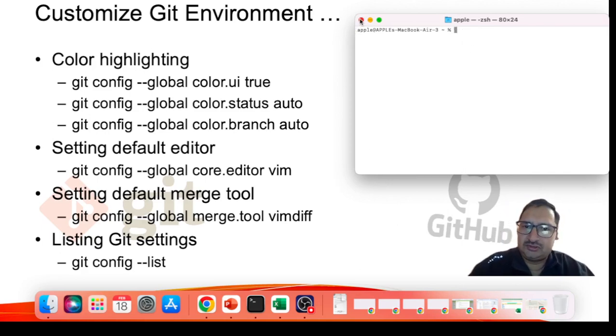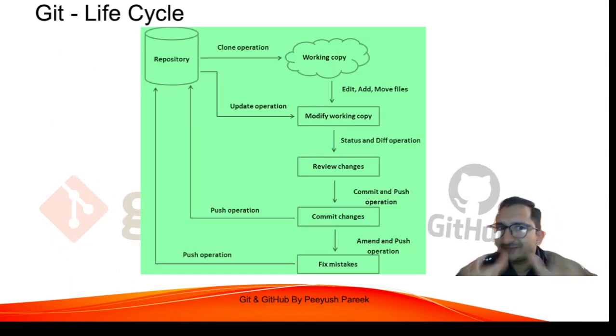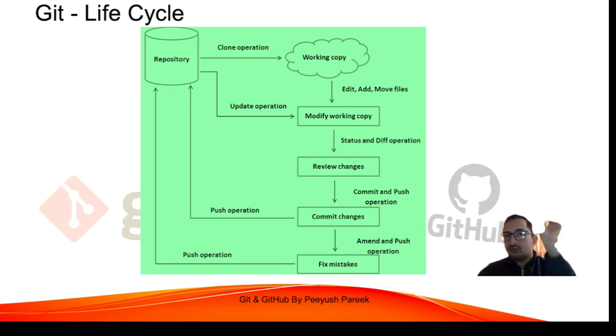Now we close this and move to the next one. This is the life cycle followed in Git. First we have this repository online. We clone this repository to our working copy, which means we are creating a clone of this repository on the client side where we are working. Here we edit, add, move, and modify. If there is some change in the repository, no worries. We will update from the global repository and modify our working copy.